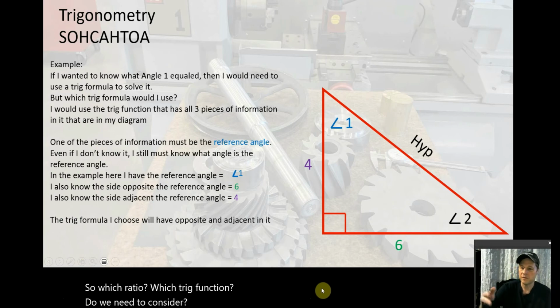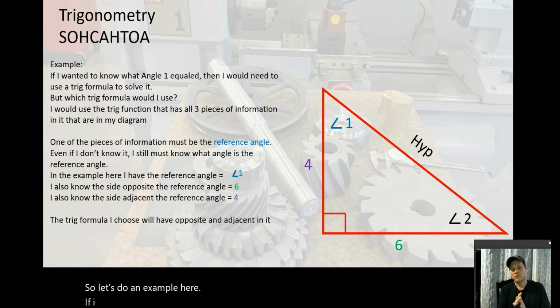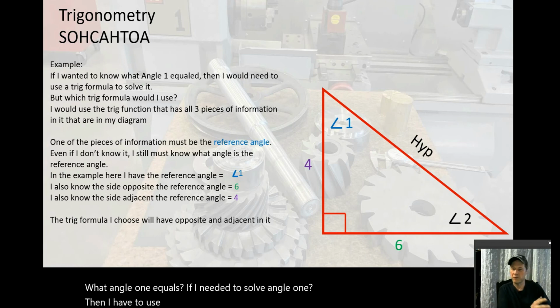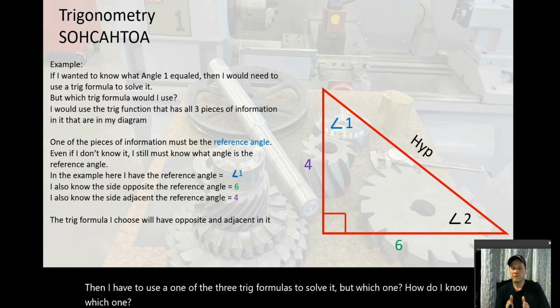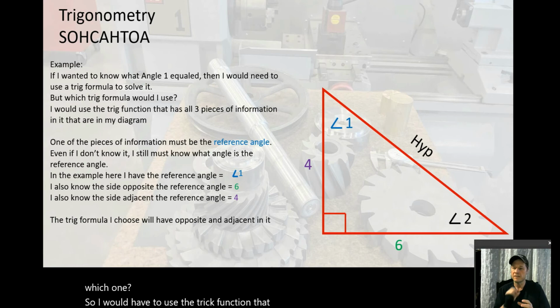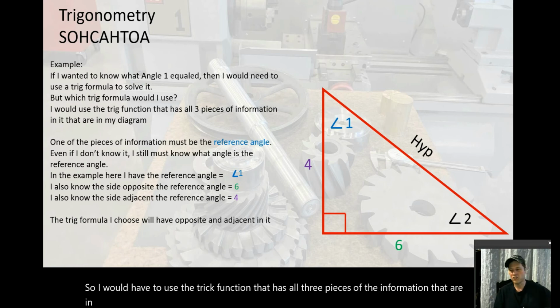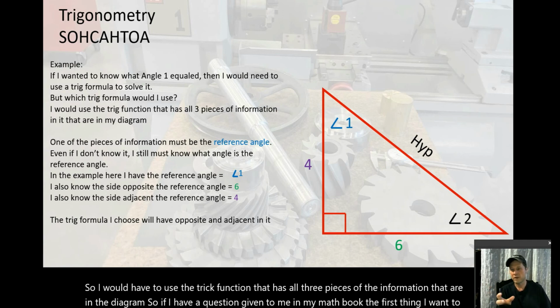So let's do an example here. If I wanted to know what angle 1 equaled, if I needed to solve angle 1, then I have to use one of the three trig formulas to solve it. But which one? Well, how do I know which one? So I would have to use the trig function that has all three pieces of the information that are in the diagram. So if I have a question given to me in my math book, the first thing I want to try and identify is the reference angle.